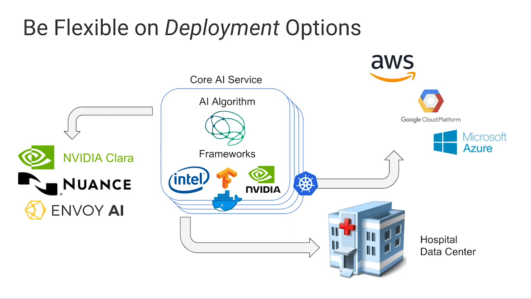So to sum up, basically we have three major options when you're considering deployment. The most traditional one is to go through a hospital data center. You can also use a public cloud. You can use a third-party marketplace.